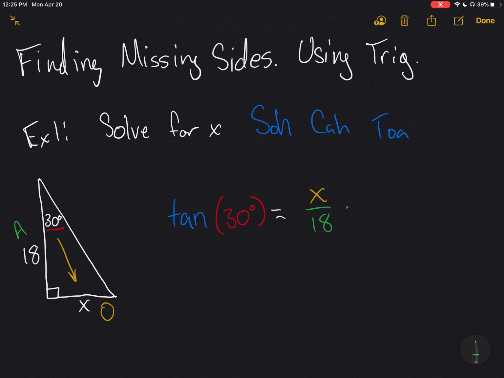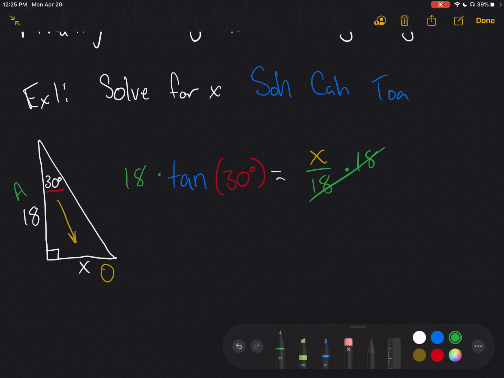On the right side, that cancels out my 18. And on the left side, we have to perform the operation because we already did it on the right side. If we didn't do it on the left, that would change the value of the entire expression, and so then it would not be true. So it's important that if we do something to one side, we also do it to the other. So now I've solved for x. x is equal to 18 times the tangent of 30.